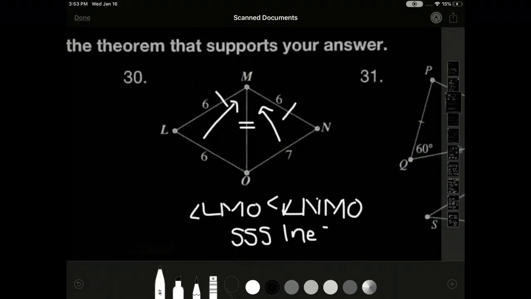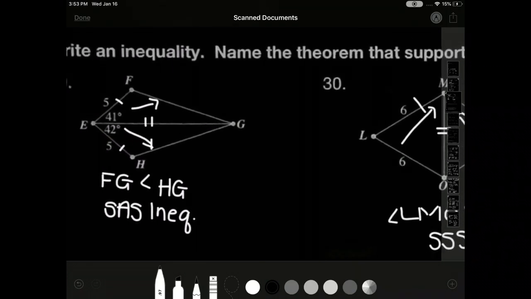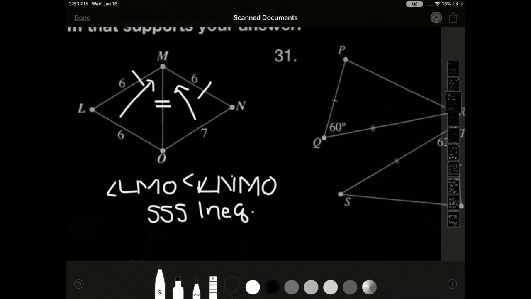So this one had no angle measures. We were actually determining which angle was bigger. So that's SSS inequality. Whereas 29, we had an angle. We were determining which side was bigger. So that's SAS inequality. These are the only two that we have to deal with.